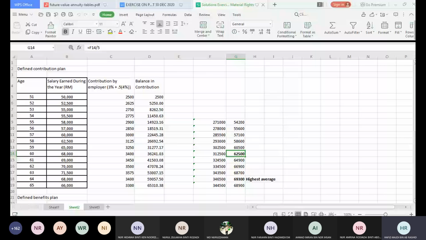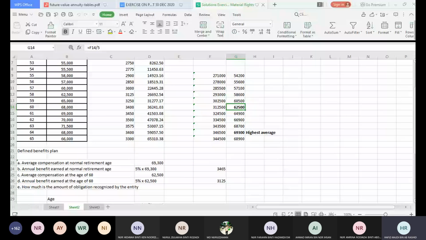Okay, so you already know the highest average at normal retirement age, 69300. So how the benefit is calculated is 5% times that highest average. That is equivalent to 3465. This will be the annual benefit, and the employee will earn this for all the years which he has provided service to the company.